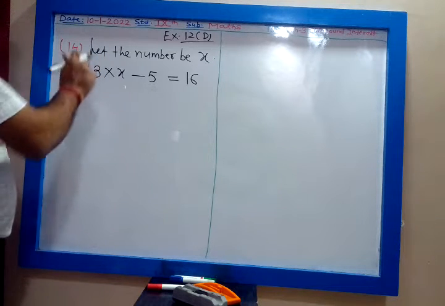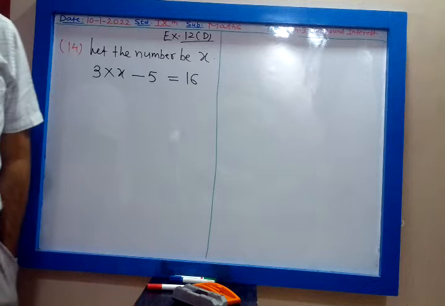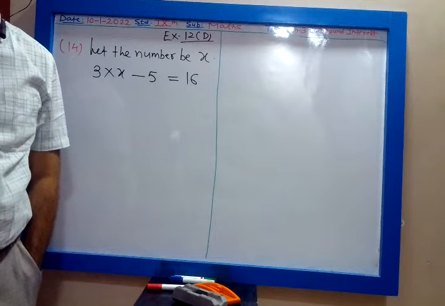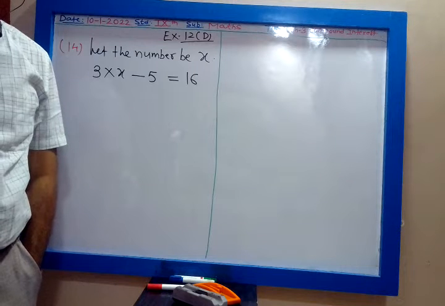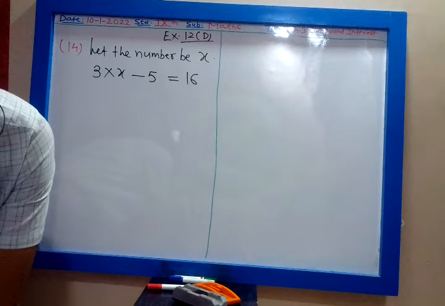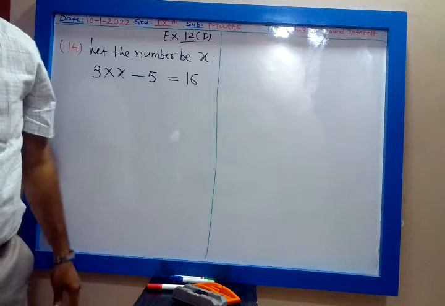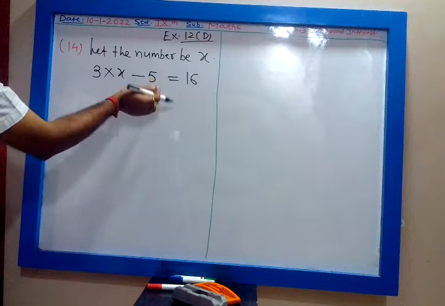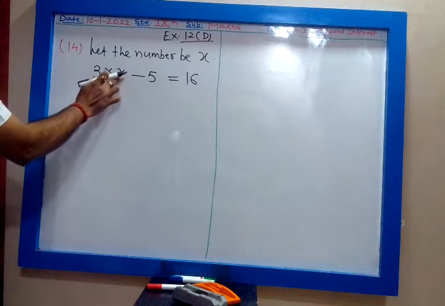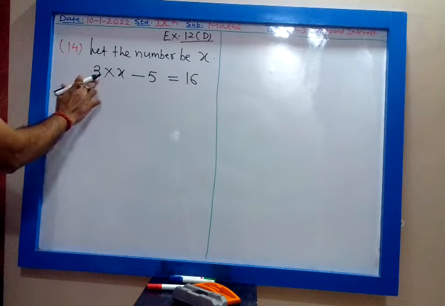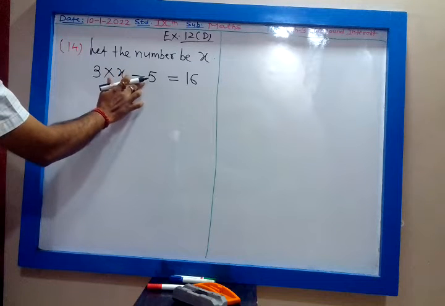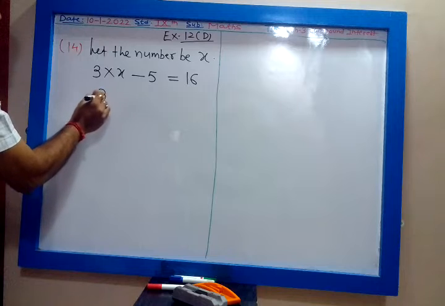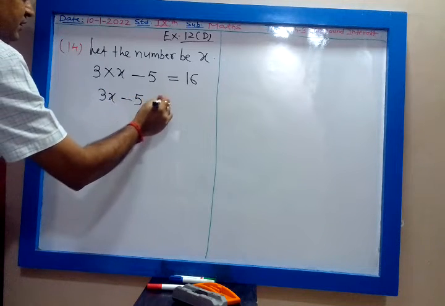Yes. What is given in 14th? If 5 is subtracted from 3 times of a number, the result is 16. Find the number. So we have to subtract 5 from which? From 3 times of a number. So let the number be x. 3 times of a number, we subtract 5, the result means equal to 16. So 3 into x means 3x minus 5 is equal to 16.